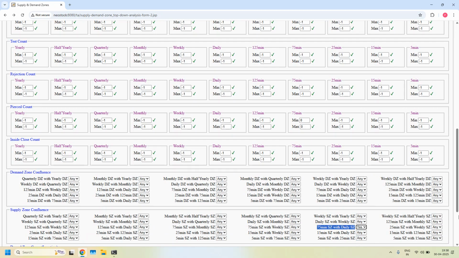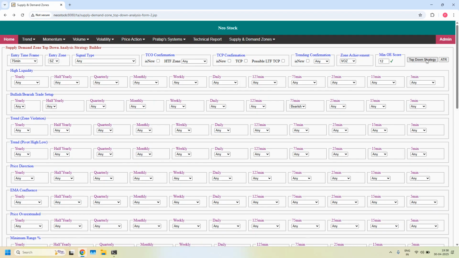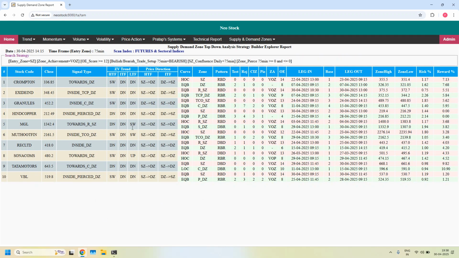So I have enabled the filter. With this filter, we got 10 stocks. In all the 10 stocks, the 75-minute supply zones are overlapped with the daily supply zone. And the daily trend, the ITF trend, is down in all the stocks.